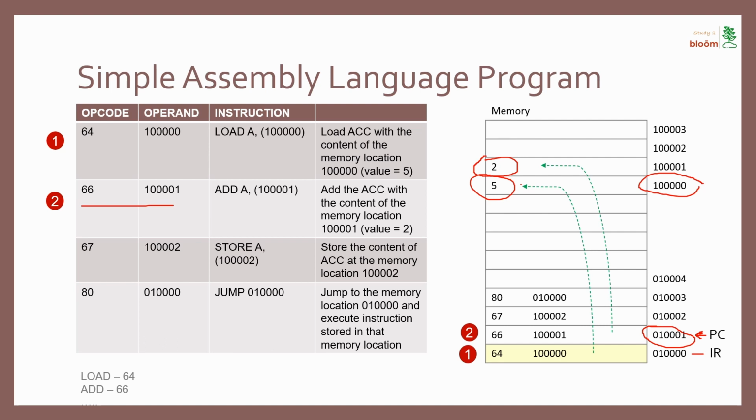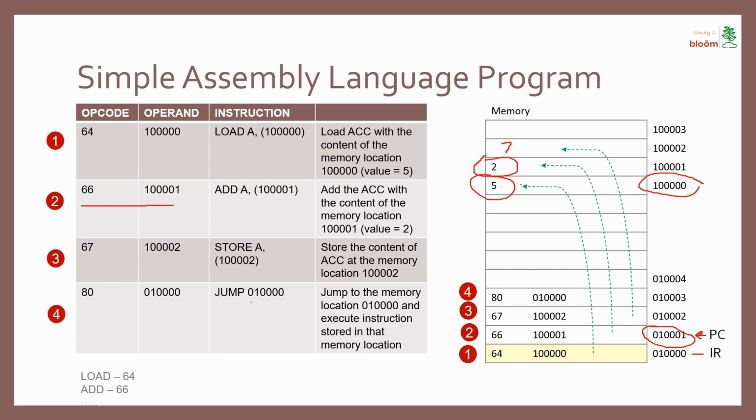Then the next instruction is 67, 100,000. It means store A from this memory location. So what will happen? It will store the value added 7 in this memory location. After that, the fourth instruction is 80 and it specifies another memory location. It says jump to this memory location.